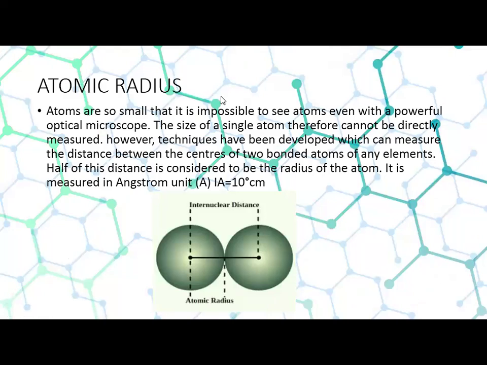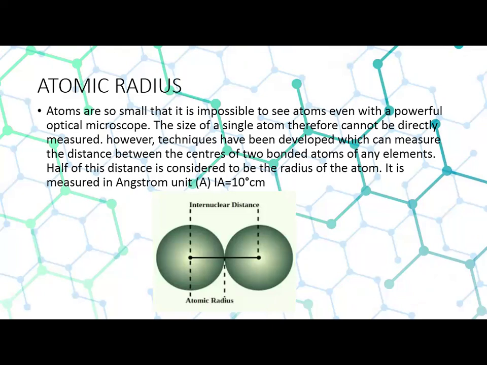So what is basically atomic radius, students? We know that the atom is the smallest particle of matter. In this universe, the atom is the smallest unit, and it cannot be easily seen with naked eyes. So it's common sense that if you can't see something with the naked eye and it is very, very small, how can you measure the radius of that atom?